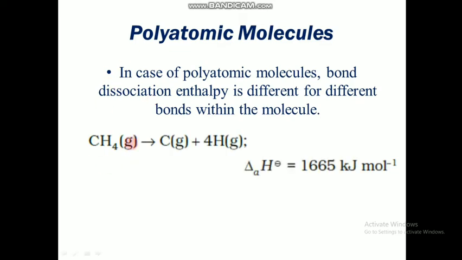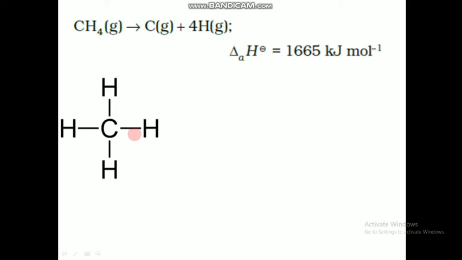So there, in case we take the example of methane, this also we have seen. CH4 gives C plus 4H. Here the enthalpy of atomization, delta atomization, is equal to 1665, and this is not the bond dissociation enthalpy at all. We can't consider this as the bond dissociation enthalpy. So how will we find it?